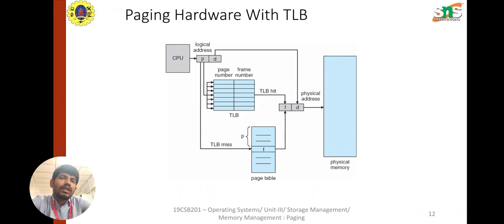When the page number is found in the TLB, it is a TLB hit, and the frame number is taken directly from the TLB. When the TLB misses, we go to the page table. The page table contains the frame numbers. The frame number is combined with the offset and moves to the physical address.